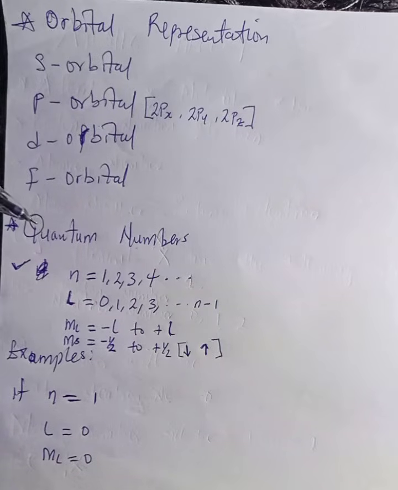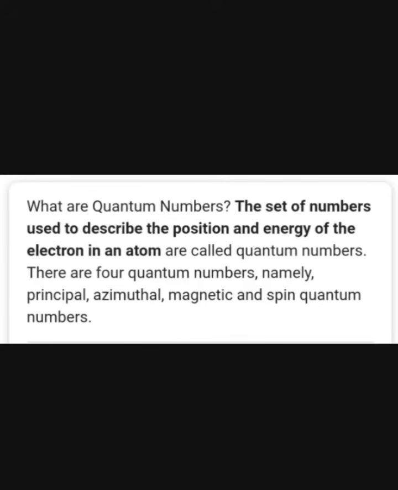Now, what is the meaning of quantum number? Let's quickly look at that. It said quantum numbers are sets of numbers used to describe the positional energy of an electron in an atom. And we have 4 quantum numbers, namely the principal, azimuthal, magnetic, and spin quantum numbers.